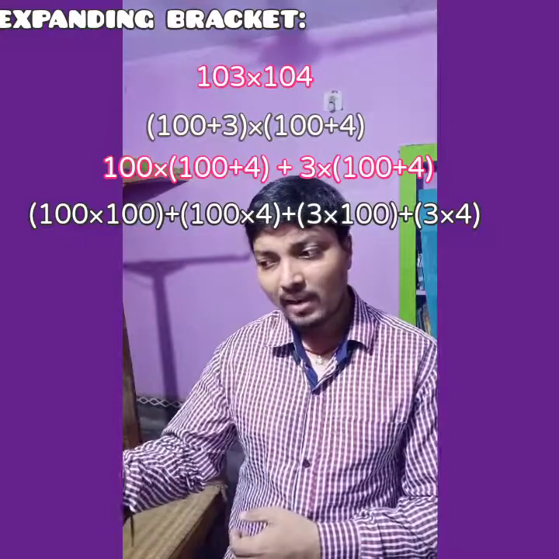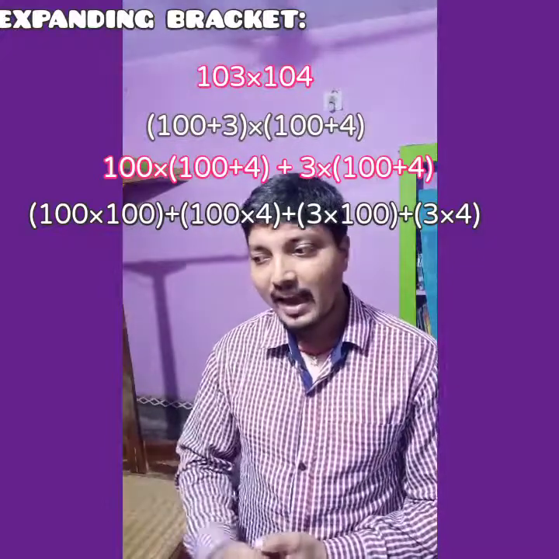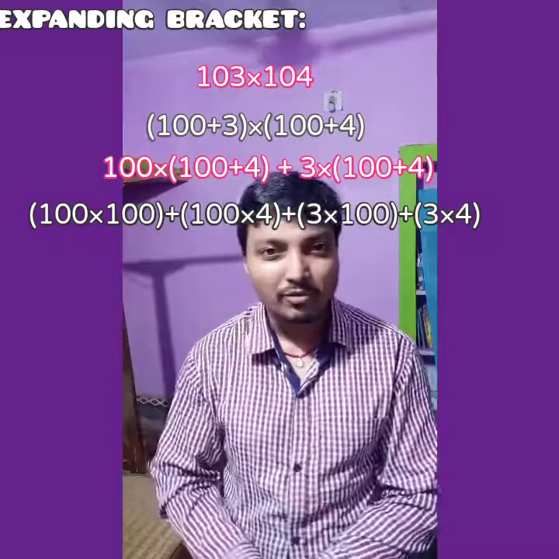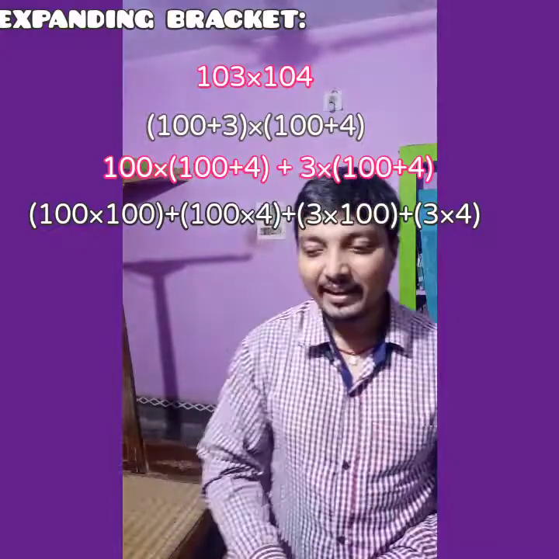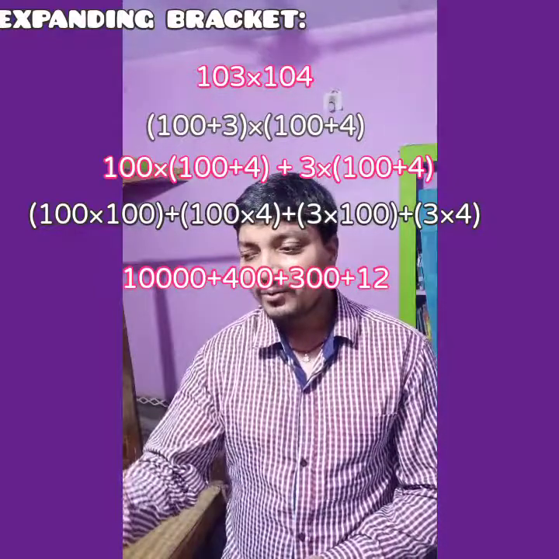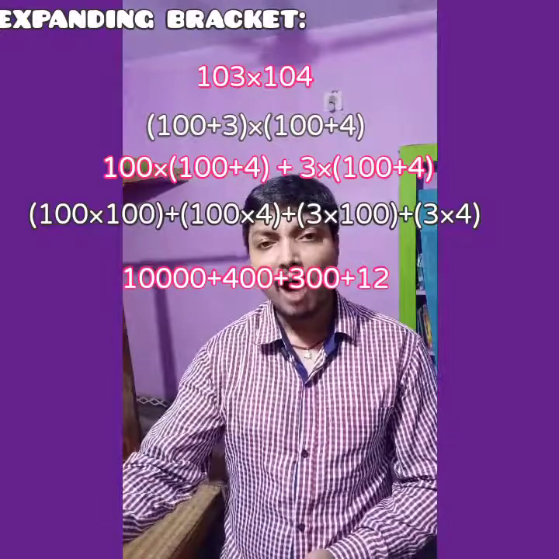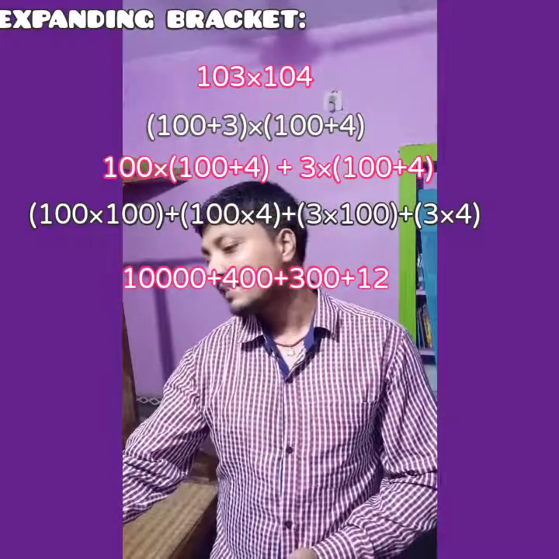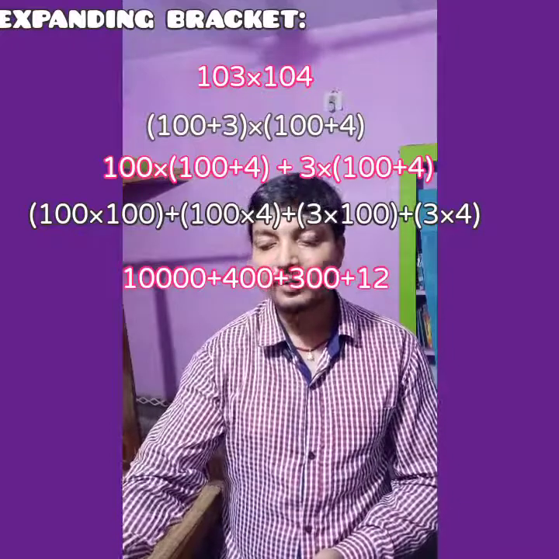Once again we apply the same formula there. 3 should be multiplied with 100, and 3 should be multiplied with 4, and in between them also we give the plus sign. Then finally we just add. So 100 into 100 equals 10,000, 100 into 4 equals 400, 100 into 3 equals 300, and 4 into 3 equals 12. Here it is clearly seen how to do the addition: 400 plus 300 is 700, and 700 plus 12 is 712. So 10,000 plus 712 equals 10,712.